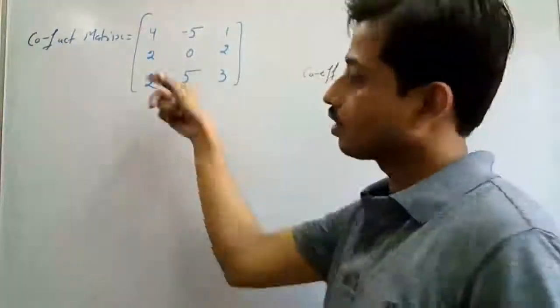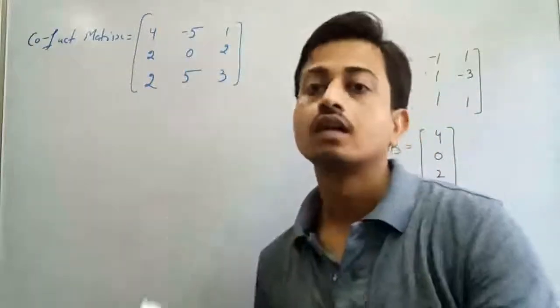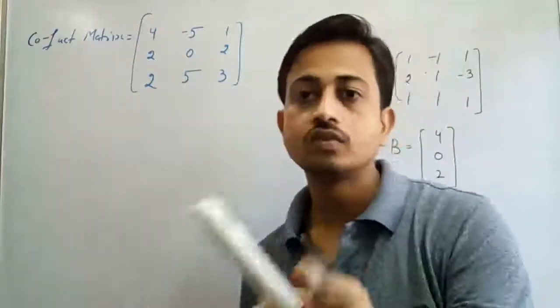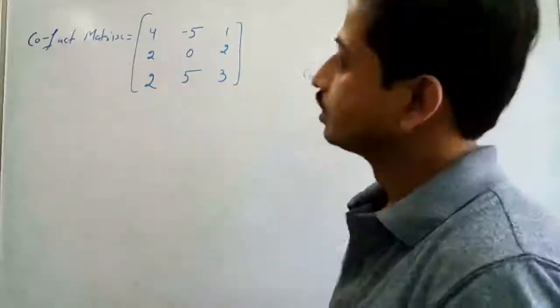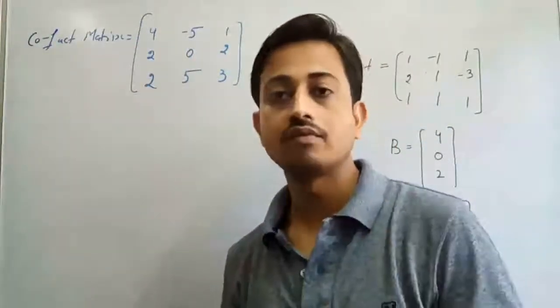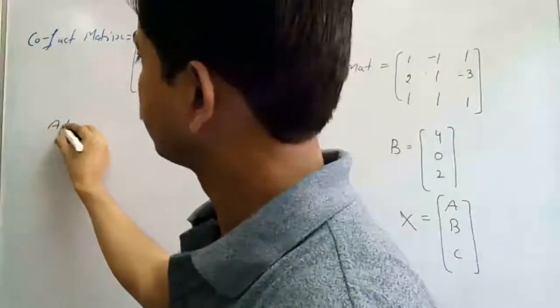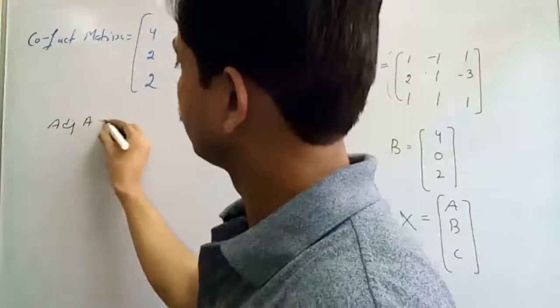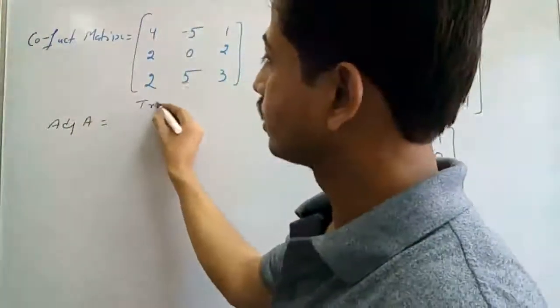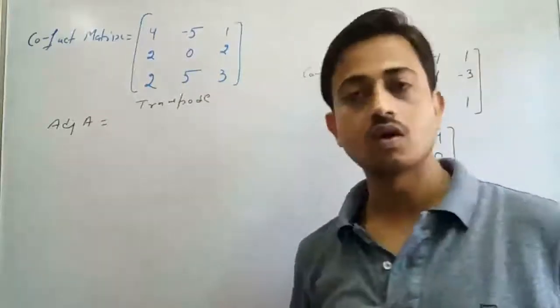After solving all the cofactors you get these cofactors, so match them with your results. So we already have the cofactor matrix. Then the next step is to find the adjoint. What is the adjoint? We have to take the transpose, because the transpose of the cofactor matrix is called the adjoint.